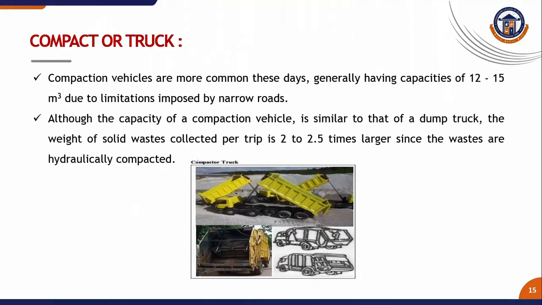Compactor trucks. Compaction vehicles are more common, generally having capacities of 12 to 15 cubic meters due to limitations imposed by narrow roads. Although the capacity of the compaction vehicle is similar to that of a dump truck, the weight of solid waste collected per trip is 2 to 2.5 times larger since the waste is hydraulically compacted. You see these photos clearly.